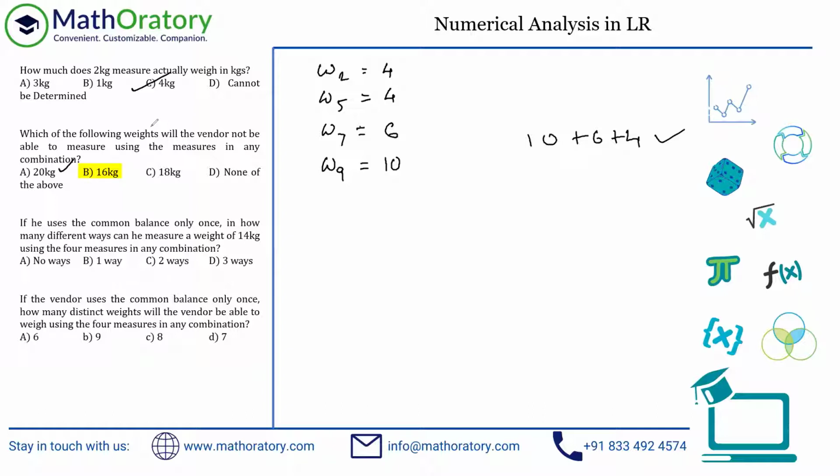Okay. 16 kilo, I hope you can see that 10 plus 6, I mean, very straightforward. So this is also possible. Even 18 kilo is possible because see, we have a couple of 4s here, right? So don't think that they're the same. They're different measures, right? If you remember, these measures are available with the vendor. So the vendor has actually a couple of 4 kilo measures. So he can make a combination as 10 plus 4 plus 4.